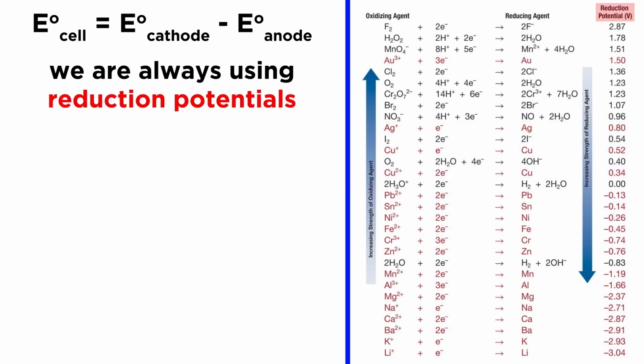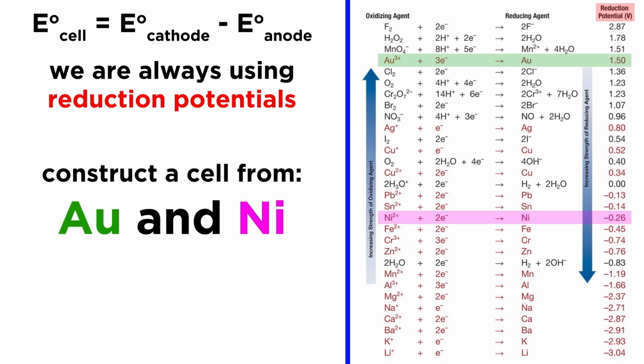One point we must understand is this. Since all substances are listed in terms of reduction potentials, we must know which substance is going to be oxidized and which will be reduced. For example, let's say that we were to construct a cell from gold and nickel, and we want to identify which will be the cathode and which will be the anode, and we want to calculate the standard cell potential.